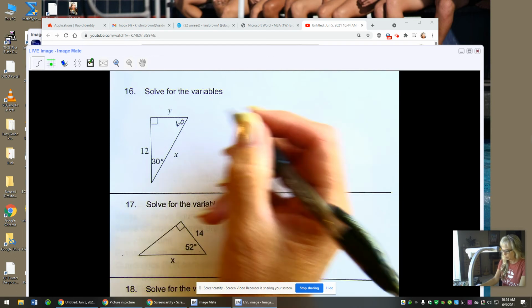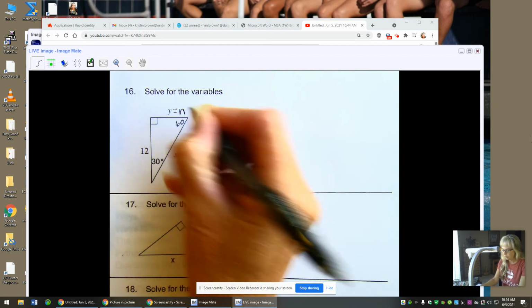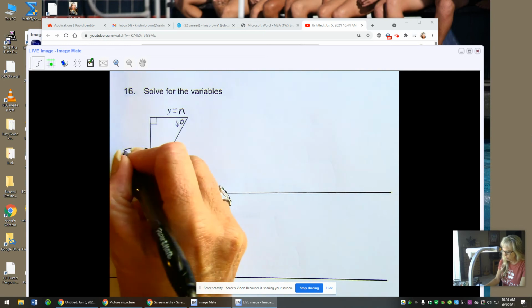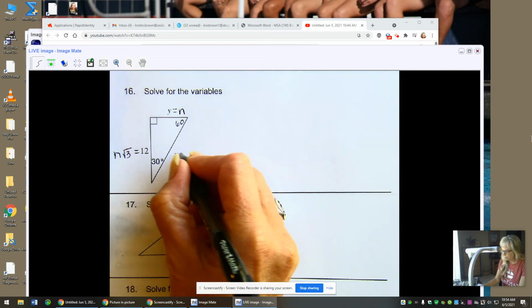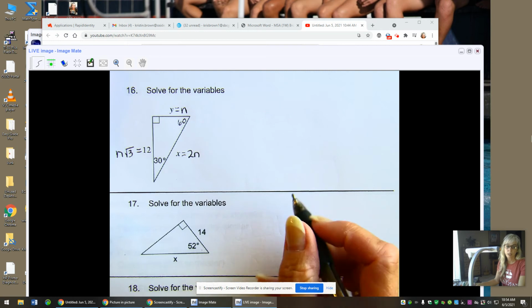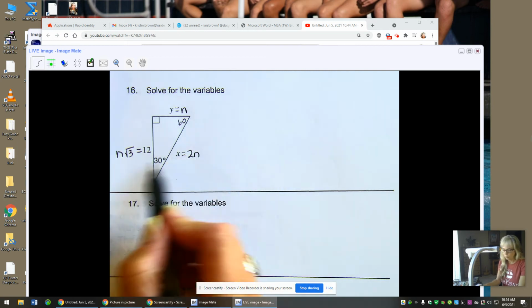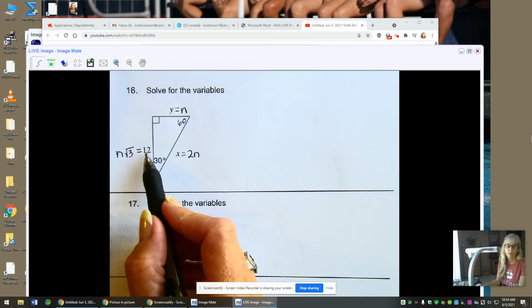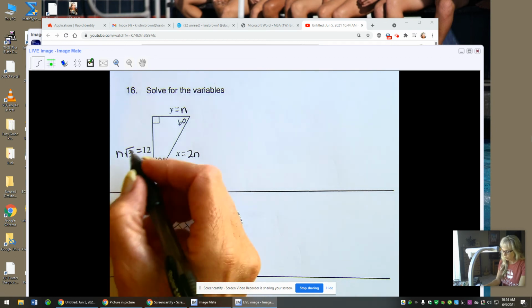First step is to label the ratio of the sides. The short leg is n, the long leg is n times the square root of 3, and the hypotenuse is 2 times n. Step 2, notice I put an equal sign with each of those with whatever was there. Step 2 is to solve the equation we created with the equal sign and the given information. Got to solve for n.